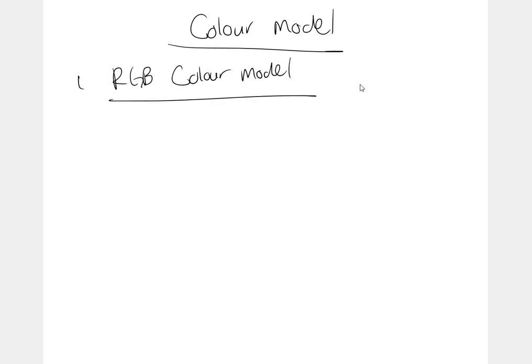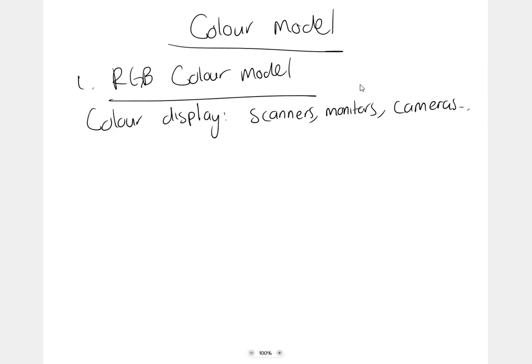So the first one is the RGB color model, and this is mainly used for color displays. Color displays are things like scanners, monitors, cameras, etc. Your monitor on your screen, for example, is a good example of a display. So here we use a light intensity, so it has to do with light.